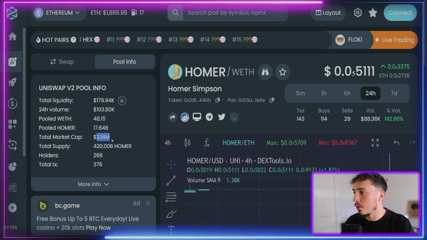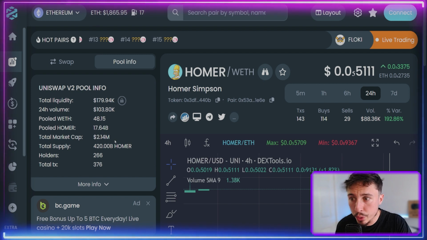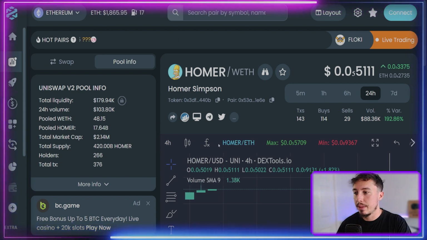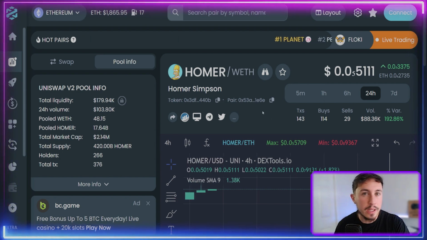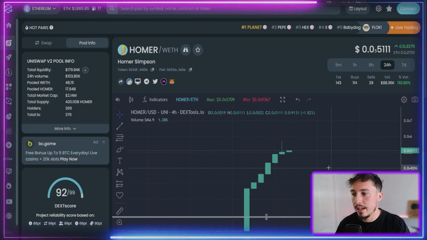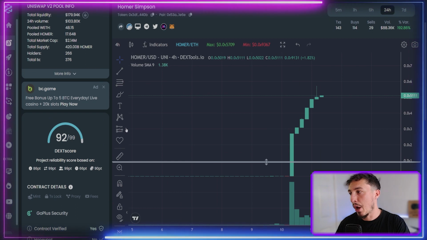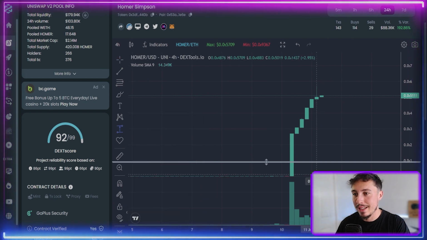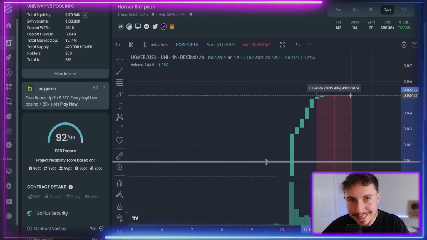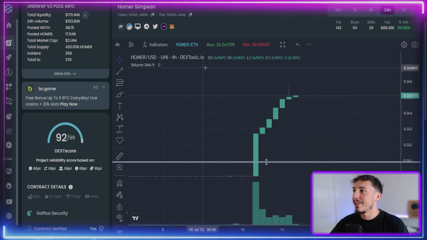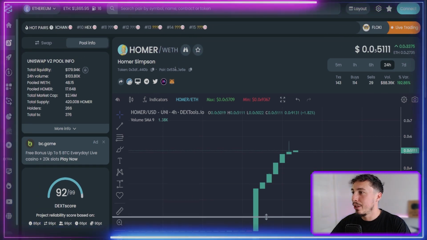Total market cap is 2 million, so that's already pumped quite a lot for 200 holders, which makes me think, okay, can it really go to $20 million and do a 10x from here? The coin has already done a crazy pump, so surely the upside potential is now a little bit limited after doing a 3,600% pump.